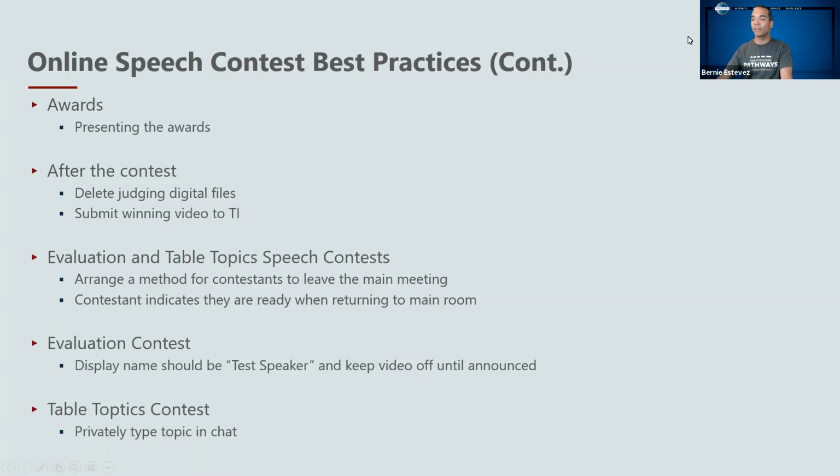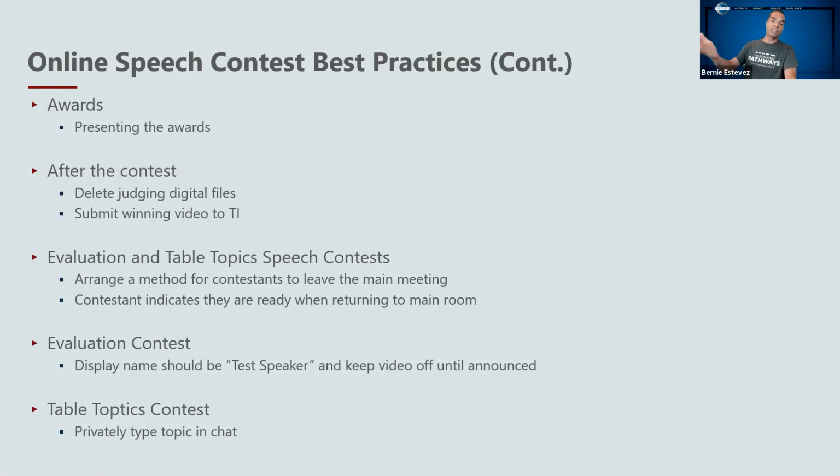Okay, let's talk about the Table Topics and the Evaluation Contest. For both of these contests, you want to arrange a method for contestants to leave the main room. Most times this is a breakout room. I think this has worked pretty well in the contests that I have been in. Even when we did our district contest in the spring, that worked out pretty well, because we had a breakout room where we could keep the contestants until we were ready to bring them back into the main room.